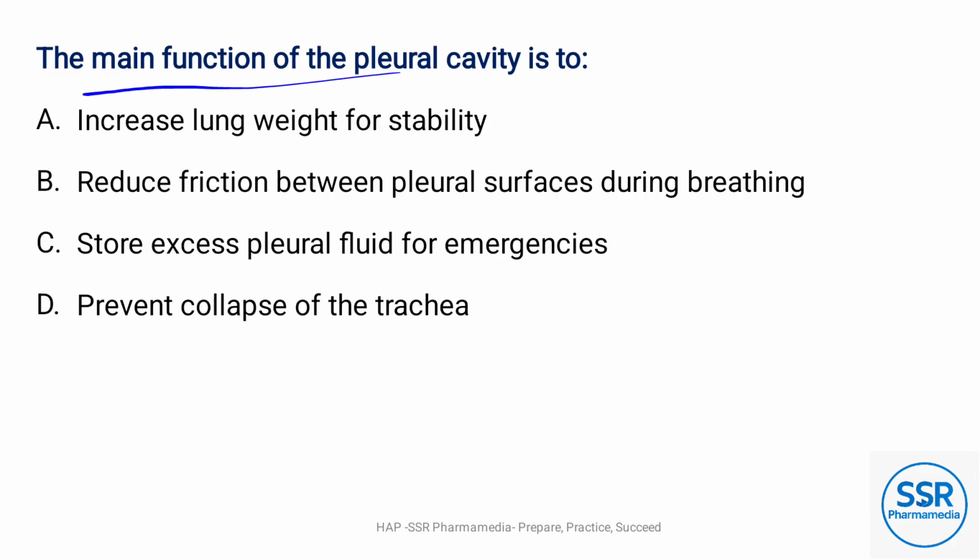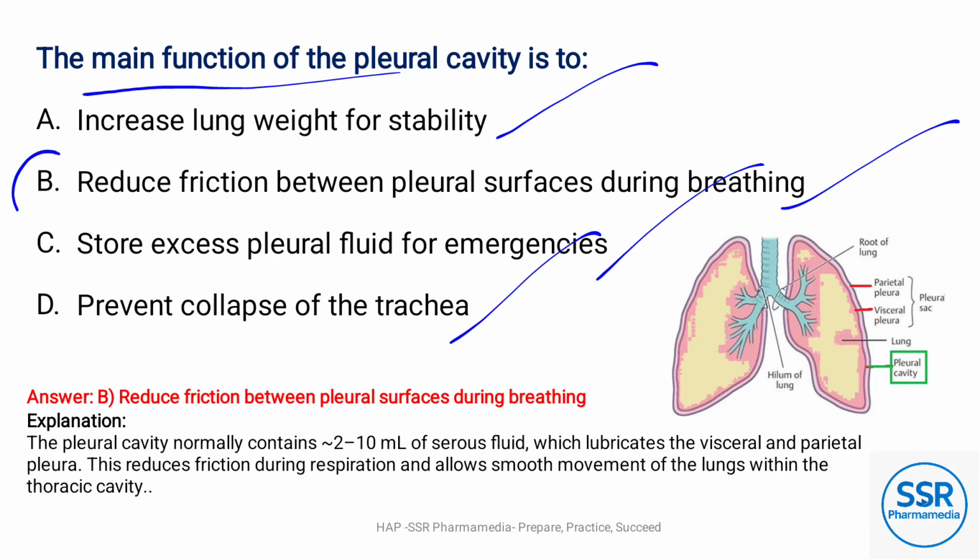The main function of the pleural cavity is to: option A, increase lung weight for stability; option B, reduce friction between pleural surfaces during breathing; option C, store excess pleural fluid for emergencies; option D, prevent collapse of the trachea. So the answer is option B, reduce friction between pleural surfaces during breathing. So this is the pleural cavity, preventing friction during breathing.